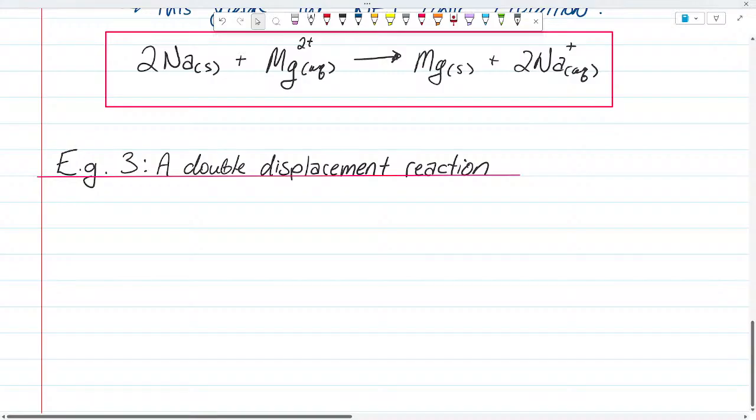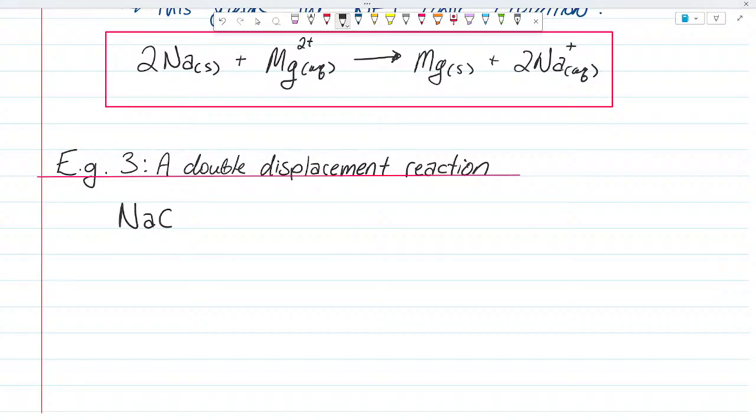All right. Let's look at a simple double displacement reaction. Let's take sodium chloride. Would that be aqueous, solid? What would that be? If we do it in water, it will be aqueous, right? Just about every chloride is soluble. Every sodium compound is soluble. Definitely aqueous.